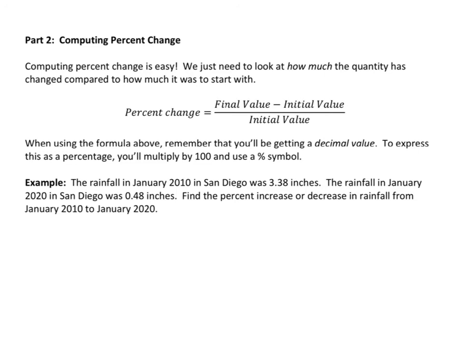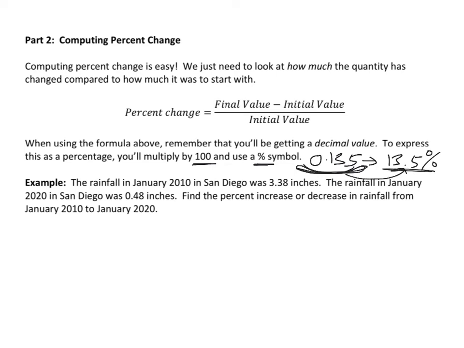So if you get something like 0.135, that means 13.5%. We do that by multiplying the number by 100 and then using a percent symbol to indicate that we've changed it from a decimal expression into a percentage expression.